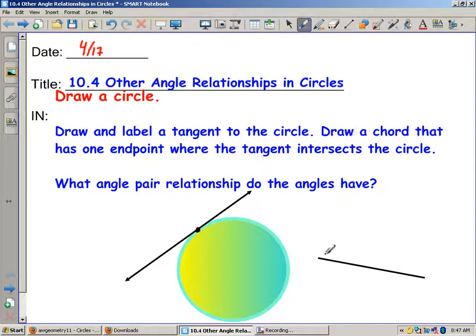It says draw a chord that has one endpoint where the tangent intersects the circle. So I'm going to take this chord and try to put it like that. It needs to be a little bit smaller. And so that would be our chord. And then it asks what angle pair relationships these angles have. Well, that's kind of what we're going to be talking about today.